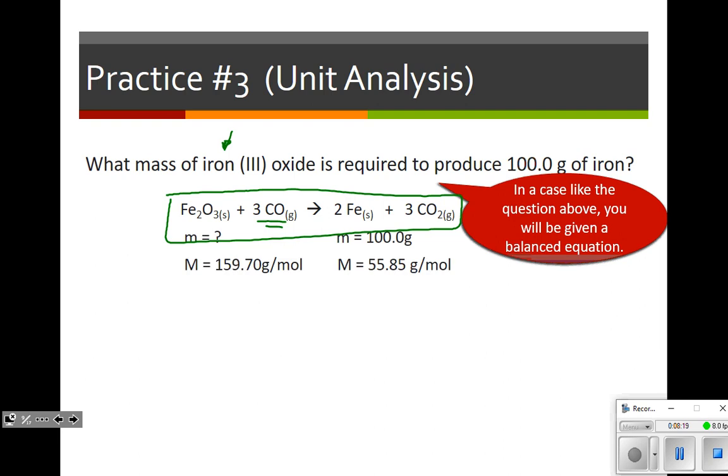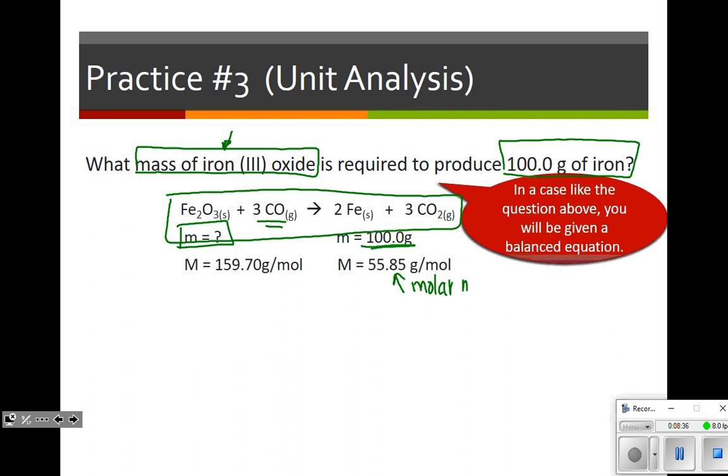So now what I'm going to do is I'm going to populate. I'm going to identify what I'm looking for. I'm looking for the mass of iron 3 oxide, right? That's what I'm looking for. And you are given 100 grams of iron. So there's my 100 grams of iron. Here's my molar mass of iron. And here's my molar mass of iron 3 oxide. Okay?